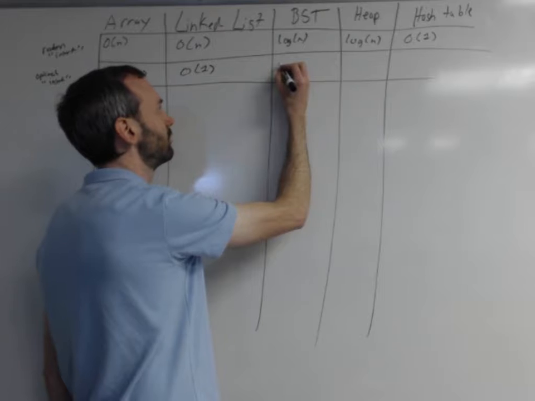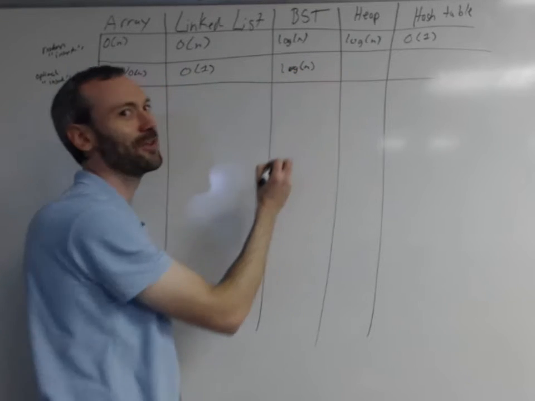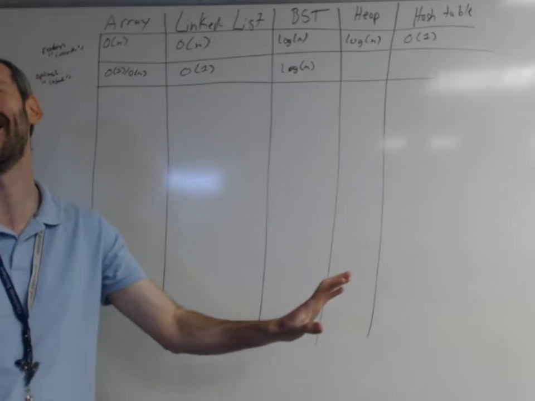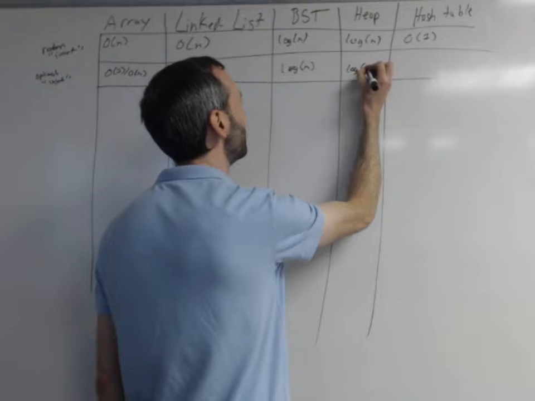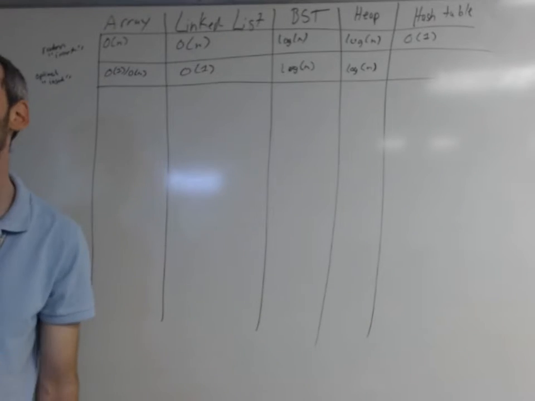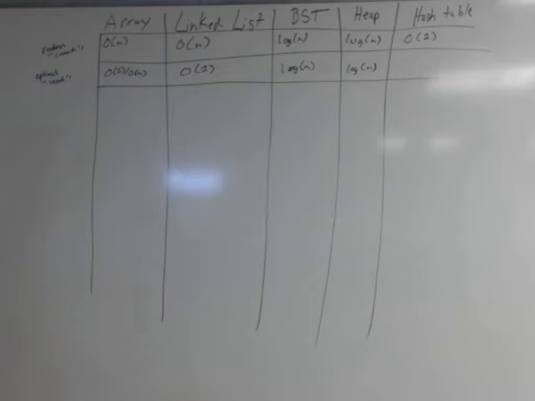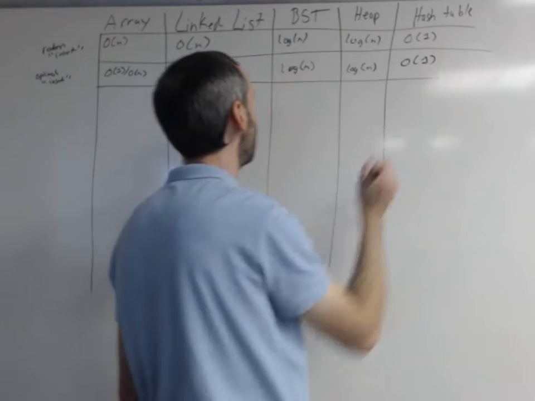Binary search tree, log n. When in doubt, that's the answer. Heap, log n. By the way, a heap is a binary tree. It's not a binary search tree. It's a binary tree that has to satisfy the heap property, so just keep that in mind. Hash table, O of 1.